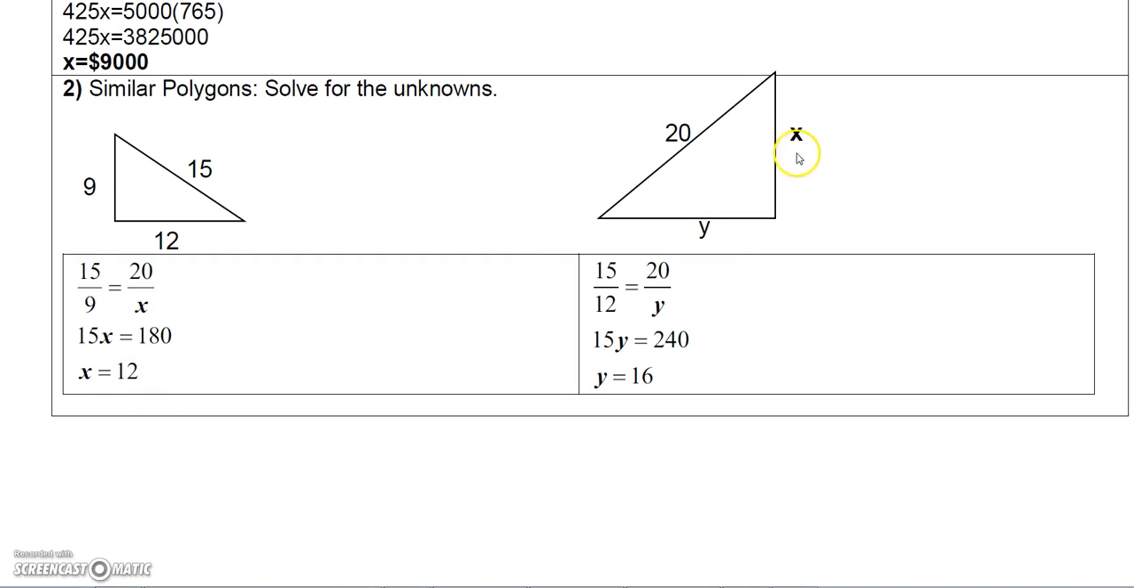And then for Y, you can say 15 must be to 12, so 15 over 12 must equal 20 over Y. And if you cross multiply, you get 15Y equals 240, then divide by 15, and you get Y equals 16. So that's pretty much it on the rational equations. So we'll see what we got in the next video.